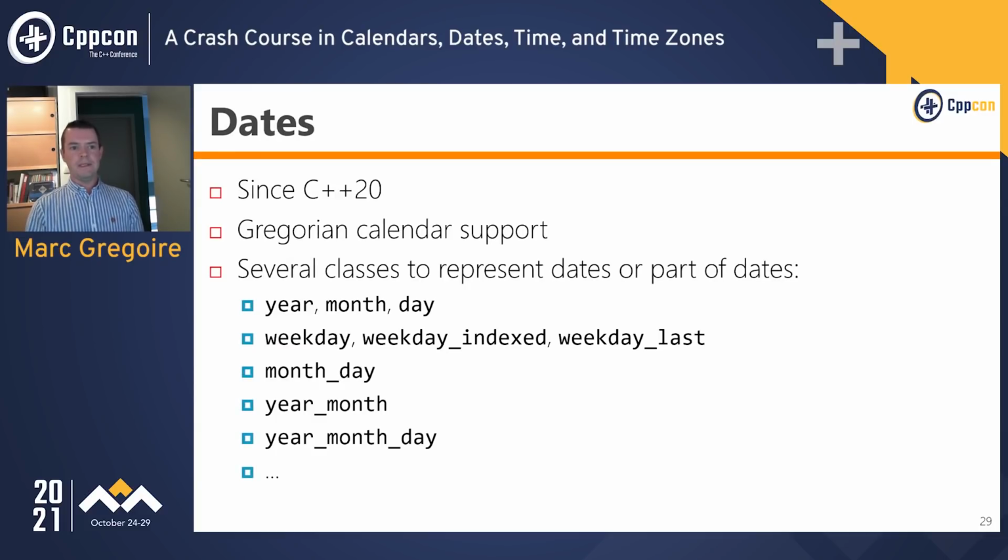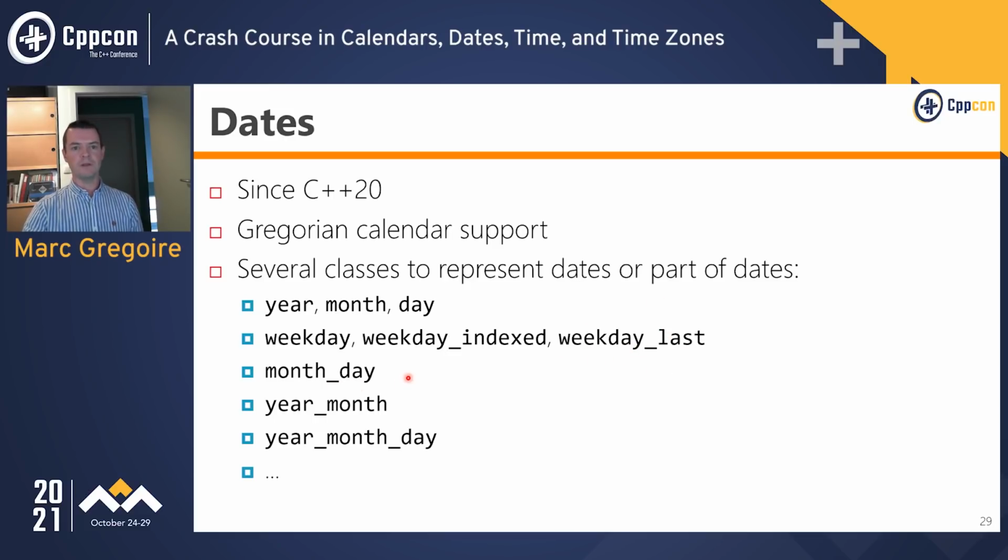Next topic is dates. So C++20 added support for working with dates. At the moment, only the Gregorian calendar is supported. With the C++20 standards, there are lots of classes that allow you to work with dates or part of a date. So you can use the class year to represent a specific year or a month or a day.